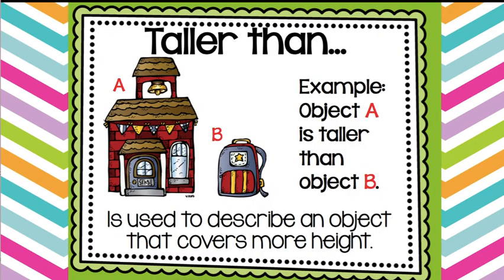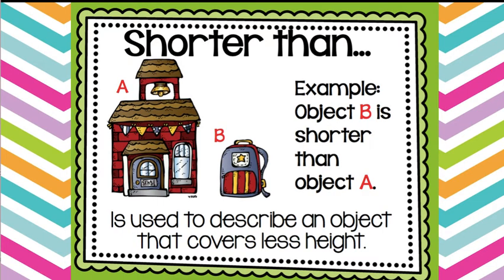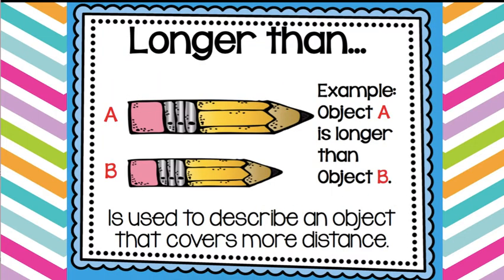So it says here taller than is used to describe an object that covers more height. So which one is taller, up and down? The school is taller than the backpack. So which one is shorter? Shorter than is used to describe an object that covers less height. So in this case, the backpack is shorter than the school.